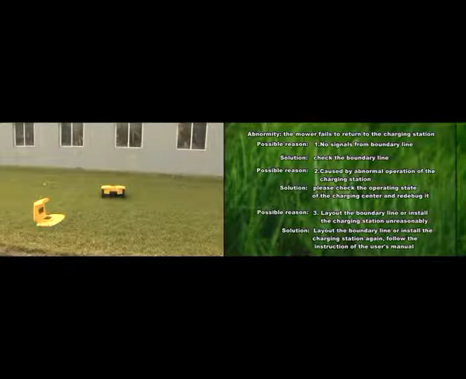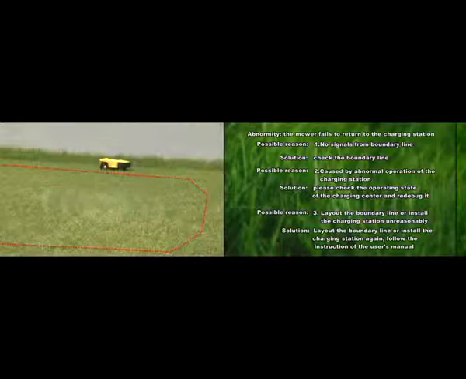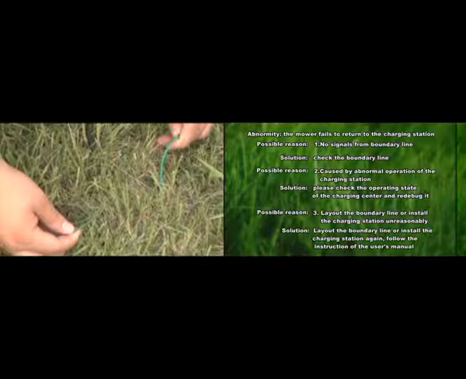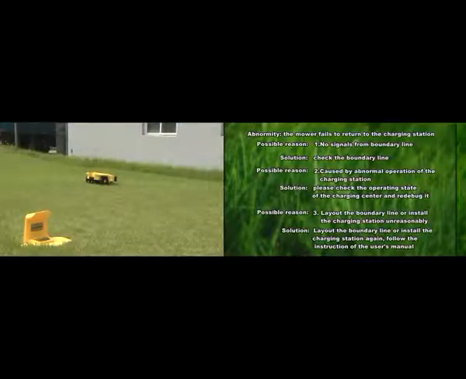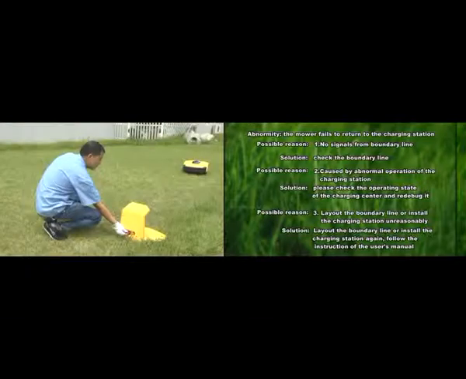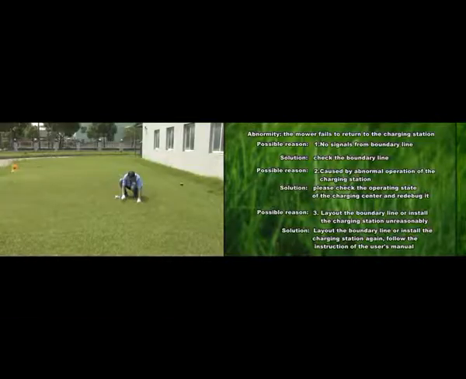Abnormality: the mower fails to return to the charging station. Possible reasons: 1. No signals from the boundary line. Solution: check the boundary line. 2. Caused by abnormal operation of the charging station. Solution: please check the operating state of the charging station and re-debug it. 3. Lay out the boundary line or install the charging station unreasonably. Solution: lay out the boundary line or install the charging station again, following the instructions in the user's manual.